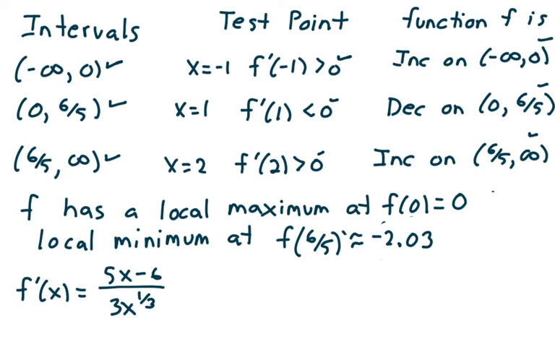And so f has a local max. Remember, when you go from increasing to decreasing, you've got a max. So f has a local maximum at f of 0 equals 0. And when you go from decreasing to increasing, remember the breakpoint is at 6/5, and so f has a local minimum at f of 6/5, which ended up being approximately negative 2.03. Okay? I hope this is making sense.